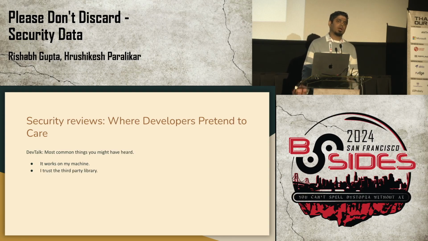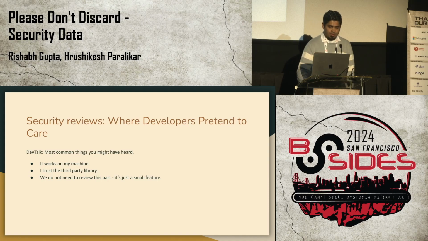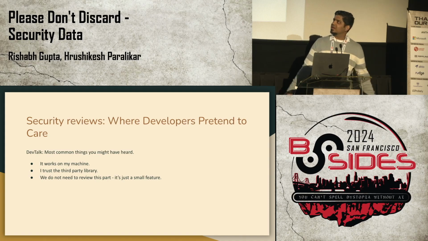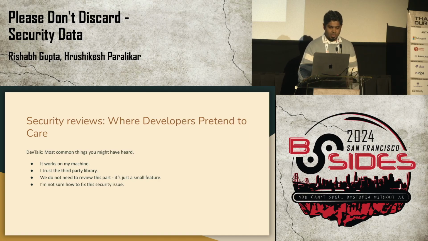I trust the third-party library. Even though it's been worked on by a single person and the last commit was like 2 years old, it satisfies my functionality, so I'm going to use it. Why do you need to review this? It seems like a very small feature, right? I mean, come on, this is a lot of process for me to ship something.